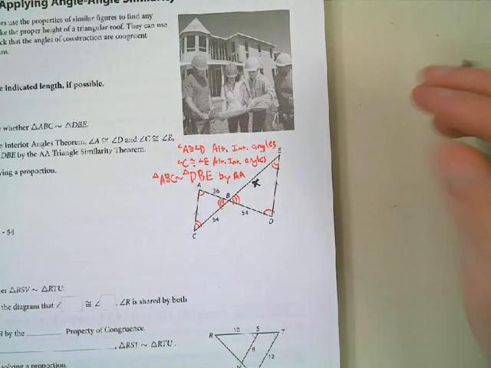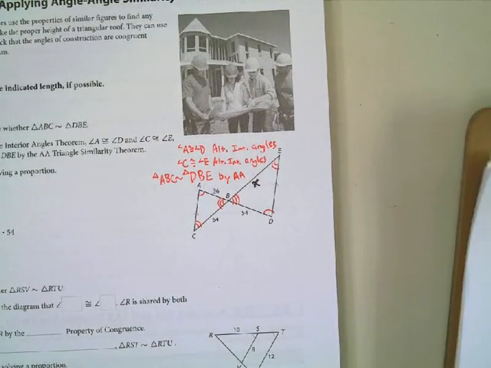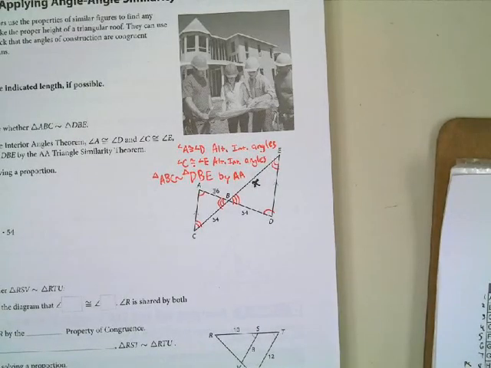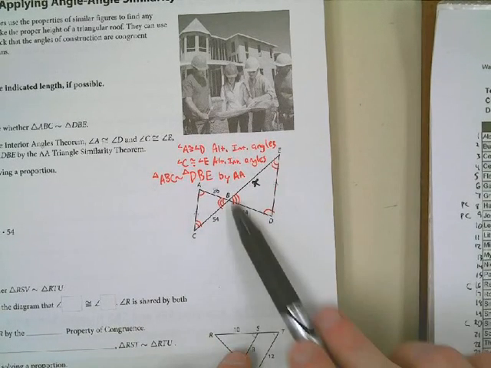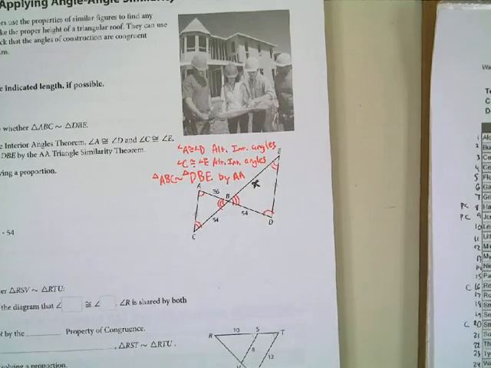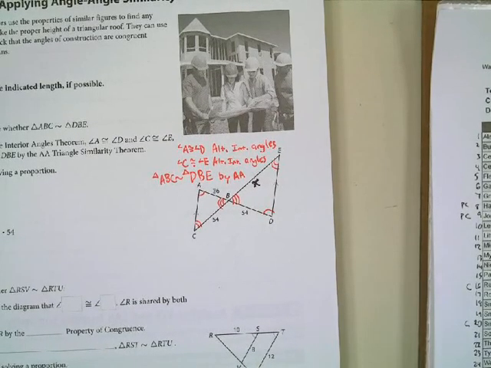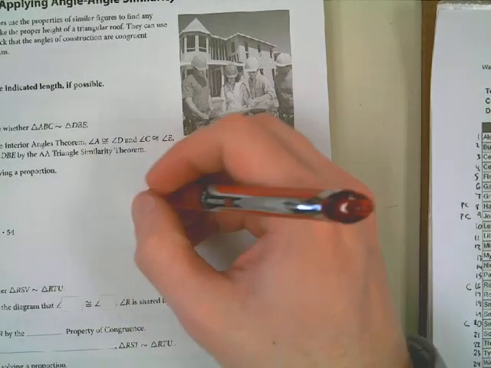So, Adam, how do we set up our ratio here? What does the x in this triangle correspond to in this triangle? I want to say 54. And I want to say, you're right.